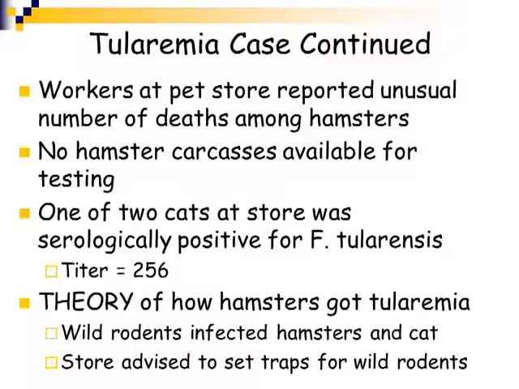So there's a theory of how these hamsters got tularemia. The wild rodents infected the hamsters and the cats. There were also some wild animals running around that infected the hamsters and also infected the cats. So the store set traps to get rid of the mice and rats that were running around the store.